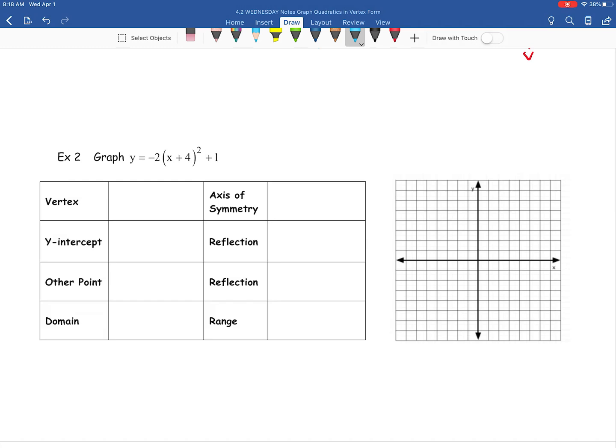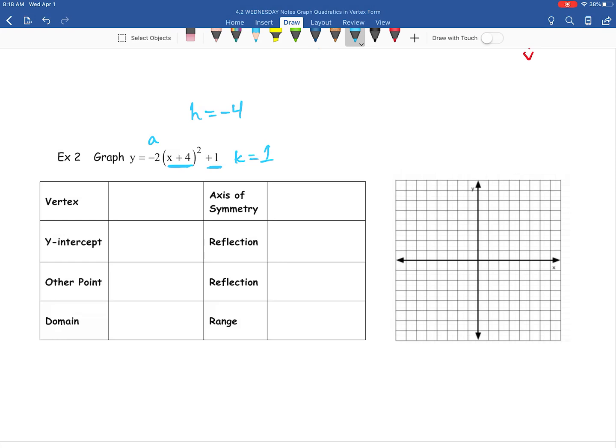Here we are at our example 2 from our 4.2 set of notes. We're asked to graph this following quadratic in vertex form. And right away we just noticed that our a value is -2. Our h value, notice how it says x plus 4, would actually be -4. And then our k value is +1.